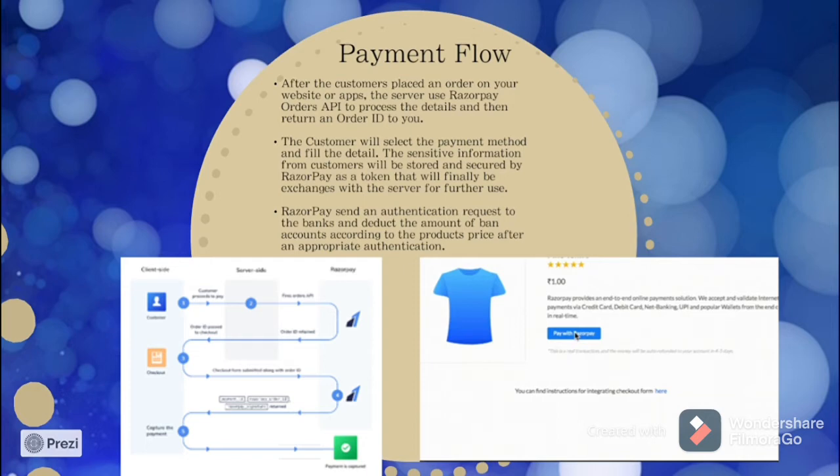For the payment flow, when the customer places an order on the website or app, RazorPay will process the order and send an order ID to you. Then the customer will fill in the sensitive information, and RazorPay will take the sensitive information, secure it and store it as a token. After that, RazorPay will send the authentication request to the bank and deduct the amount from the bank account according to the product price after appropriate authentication.